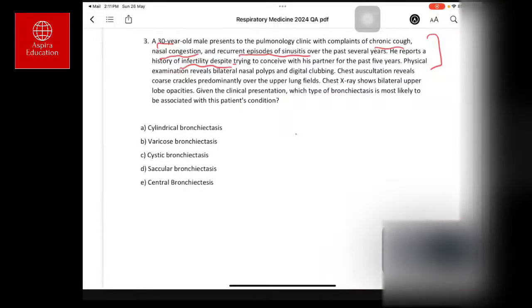Cystic fibrosis type of things. Yeah. So we club them in ciliary dyskinesia.